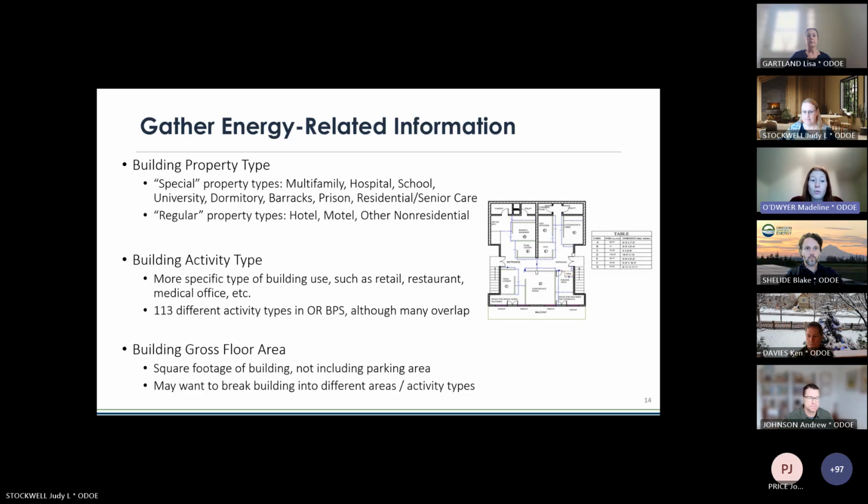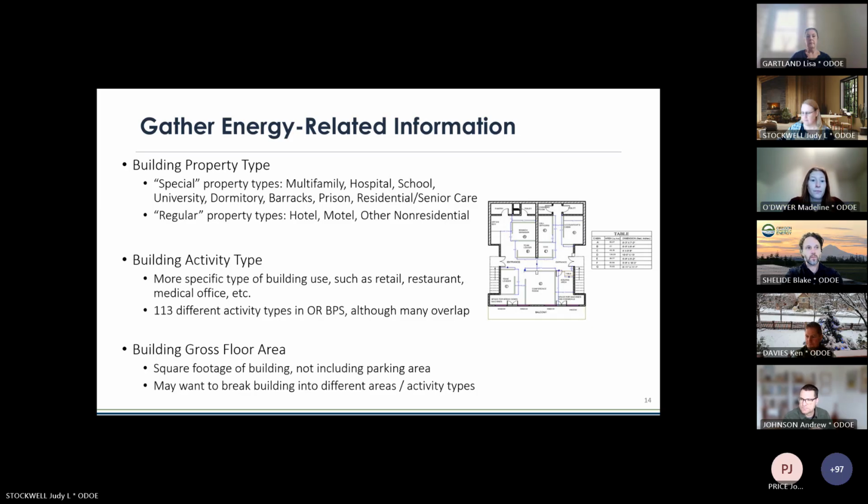So we said our second step was to gather energy-related information. What information is this? The first three pieces of information you need to know are your property type, your activity type, and your gross floor area. The property type is going to be used to figure out if you're tier 1, if you're tier 2, if you're a special tier 2, or if you're a regular tier 2. Your building activity type is going to be used to help calculate the appropriate EUI, energy use intensity, target for that building. And finally, that building gross floor area is going to help determine your compliance state.